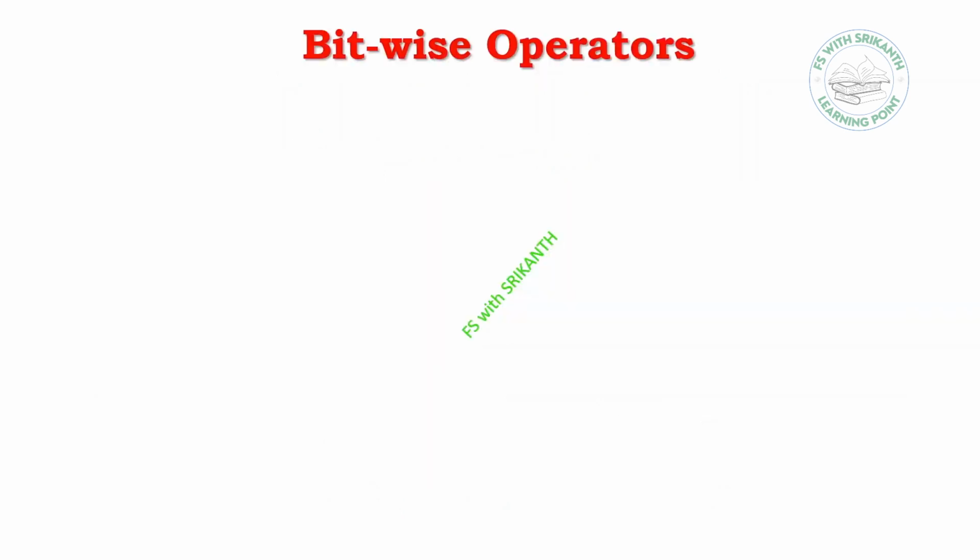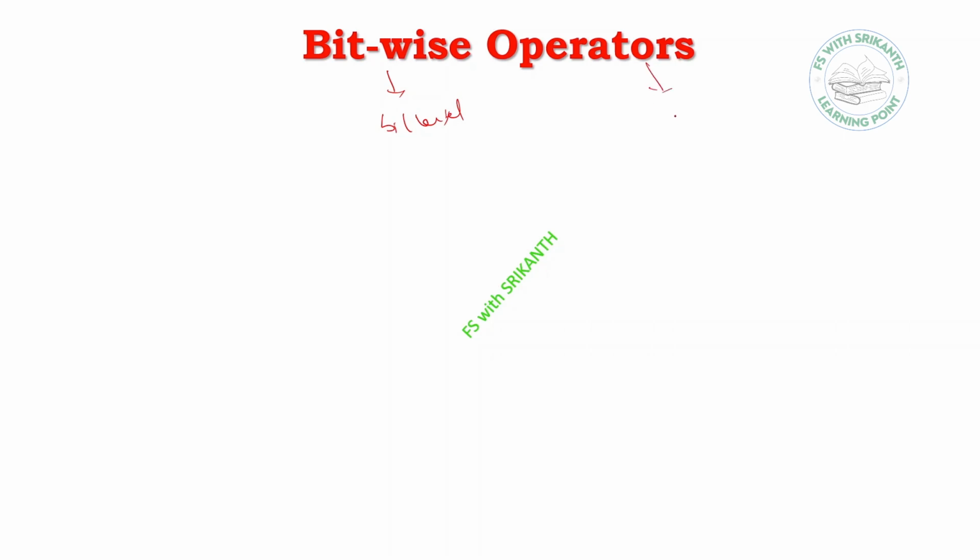Next one is bitwise operators. Bitwise operators are used to perform operations on individual bits of binary numbers. These are performed at the bit level. Bitwise operators can perform at bit level.